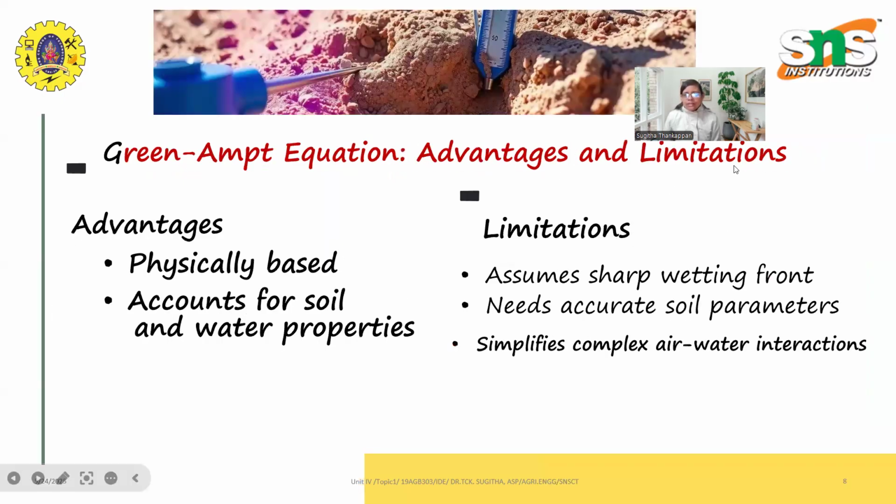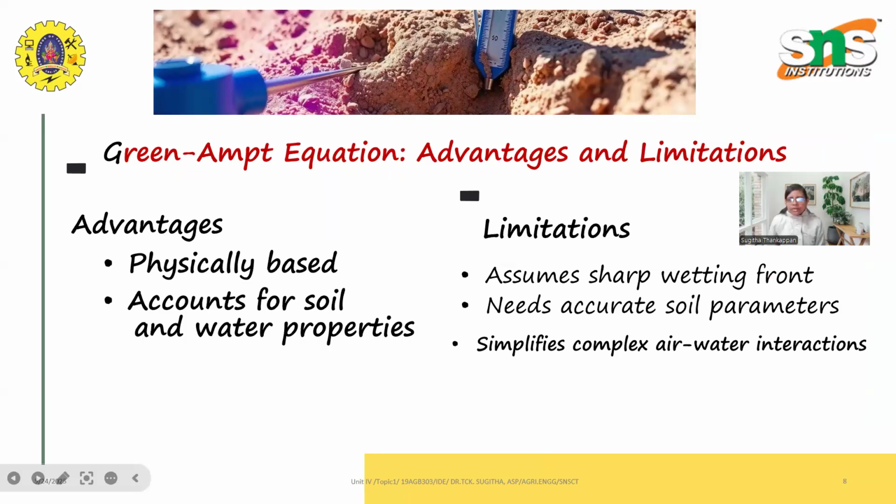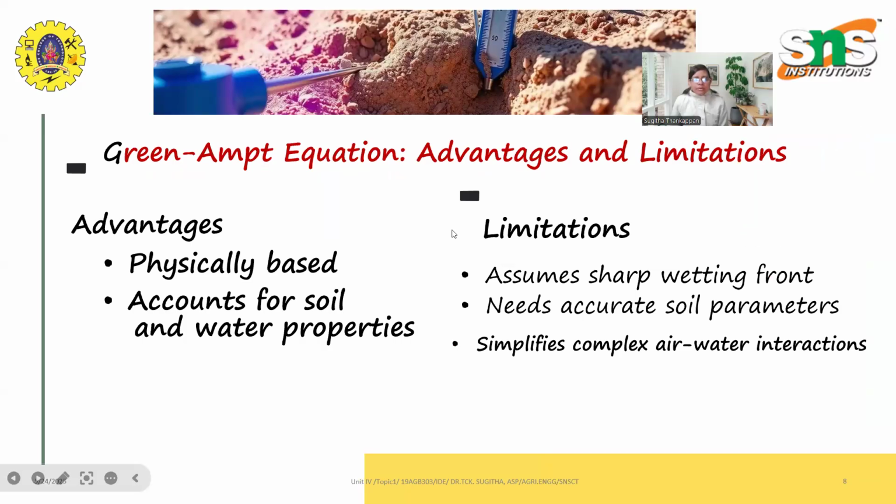Now let's see what are the advantages of this Green-Ampt equation. This is physically based, whereas the previous one, Horton's, is empirical based. It accounts for soil and water properties. It requires huge data sets pertaining to soil as well as water.